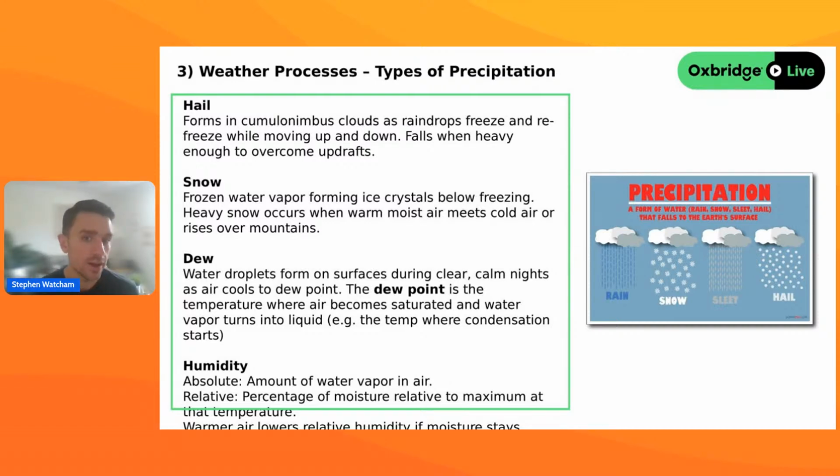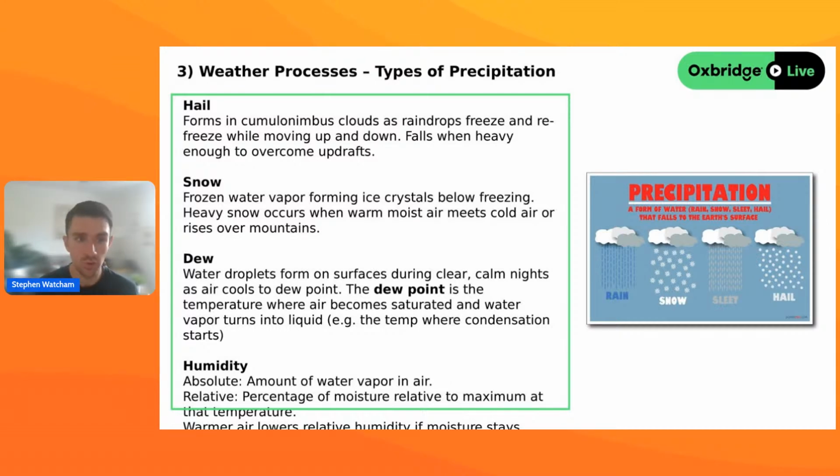And of course, we have our types of precipitation. Hail comes from cumulonimbus clouds. Those raindrops freeze while being violently shaken up in the upper atmosphere, and once they do so, they fall as hail. Snow, instead, is when frozen water vapor forms ice crystals, which happens when it's below freezing in the atmosphere. And we need moisture for that. Heavy snow has to have moisture behind it to fall.